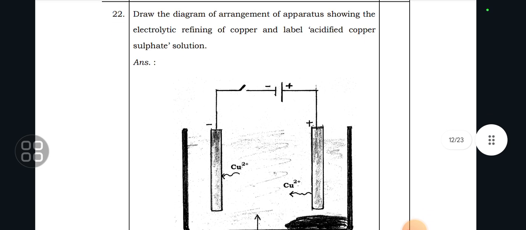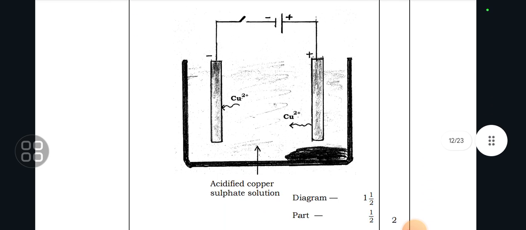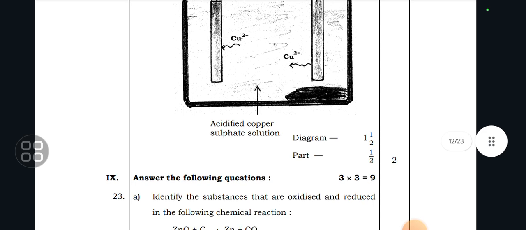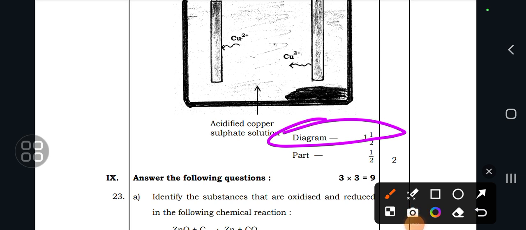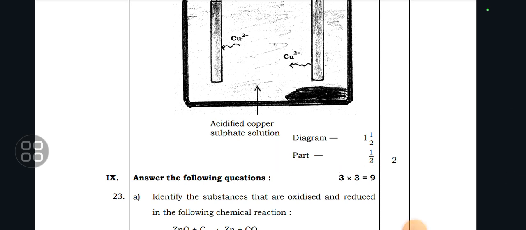This is again one diagram they asked for 2 marks. They also distributed the marks as 1.5 marks for the diagram and half mark for the parts, total 1 plus 1 marks, 1.5 plus half marks.